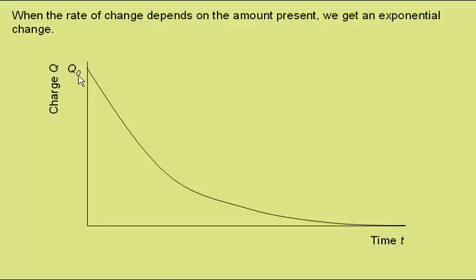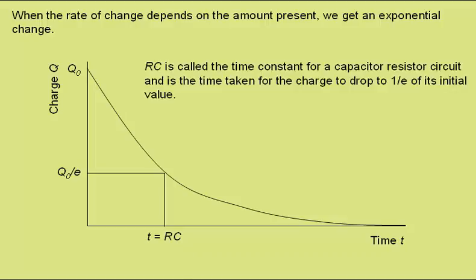If we call the initial value Q0, then when we get to a value Q0 over the exponential function e, roughly a third of our starting charge, drawing a line across, we get the time as being equal to the resistance multiplied by the capacitance. RC is called the time constant for a circuit, and it is the time taken for the charge to drop to 1 over e, or around a third, of its initial value.